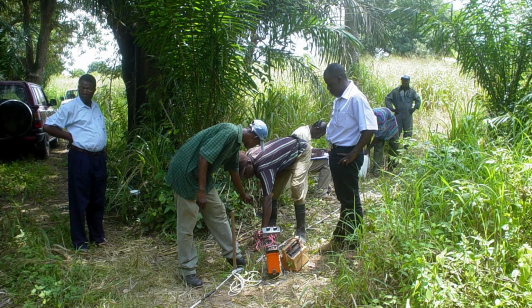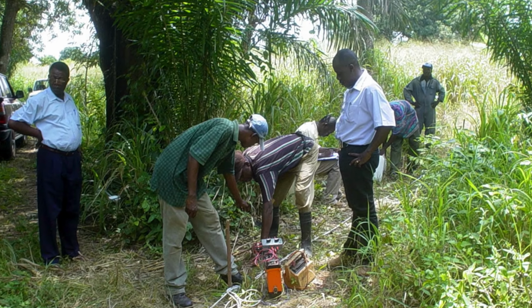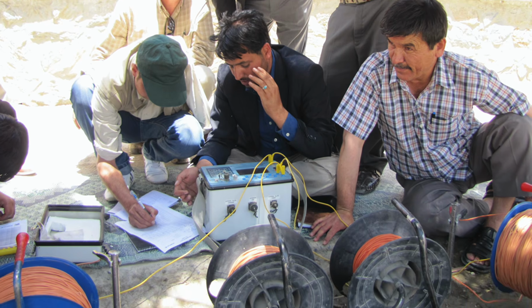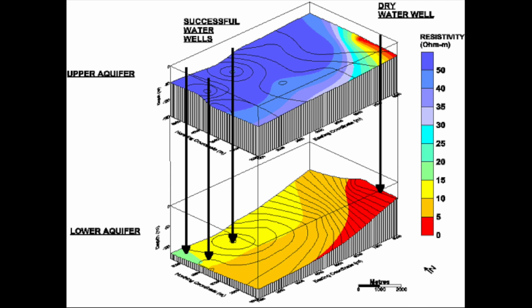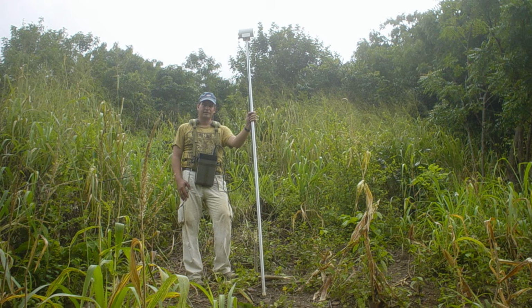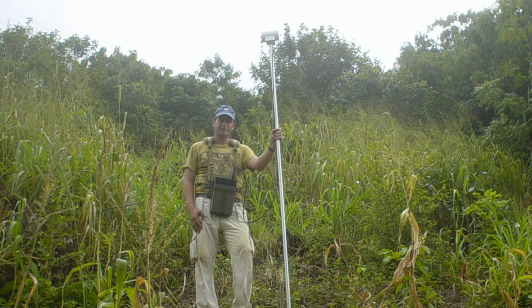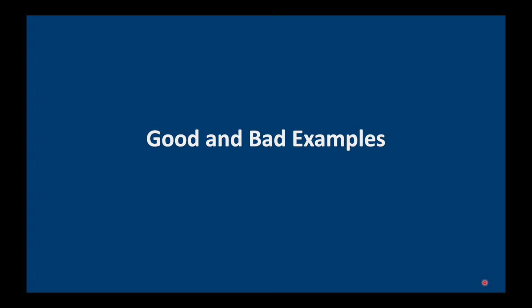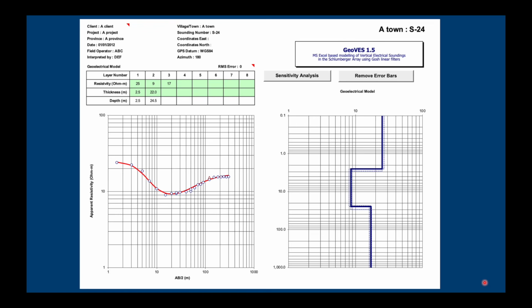For groundwater exploration, resistivity profiling and VES are the fastest, cheapest and most effective methods to locate drill sites for water wells. There are also other methods like TDEM and magnetic surveys, which we'll cover in another video. I just want to end with some good and bad examples.